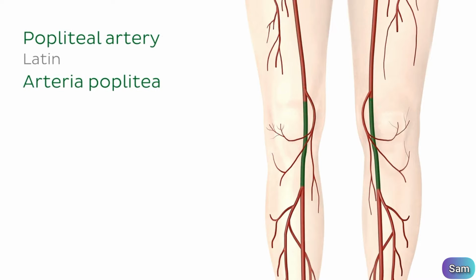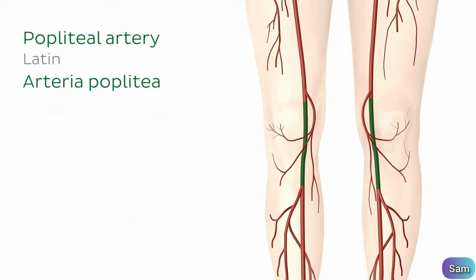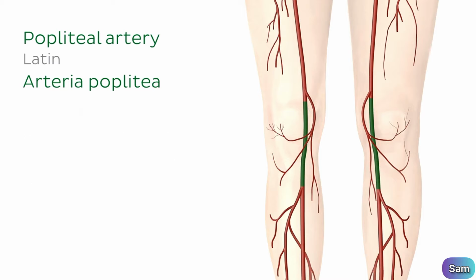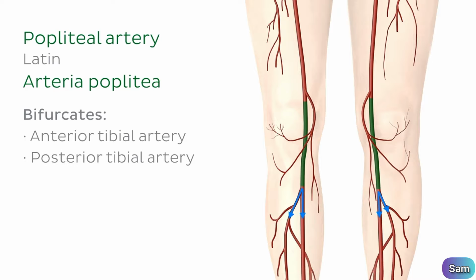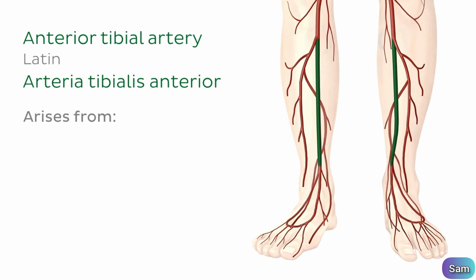Now, this artery is named after the fact that it passes obliquely through the popliteal fossa at the posterior knee, which we can see better in this image just here, and passes between the gastrocnemius muscle and the popliteus muscle in the posterior compartment of the lower leg. The popliteal artery gives off genicular branches, muscular branches, and sural branches, and eventually bifurcates to give off the anterior and posterior tibial arteries.